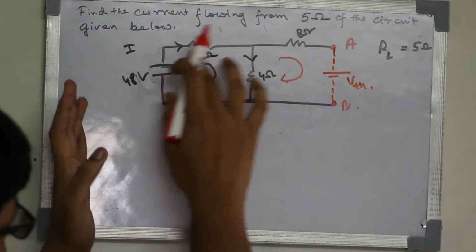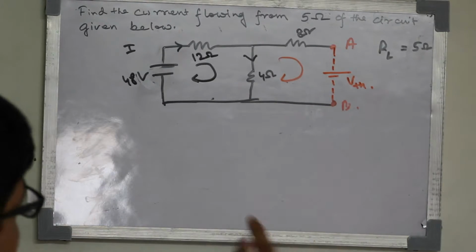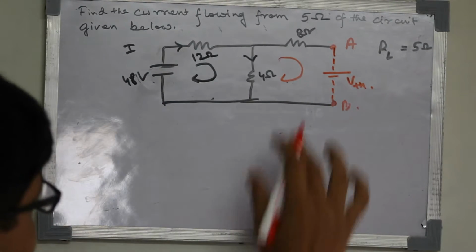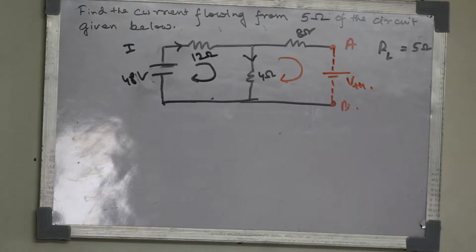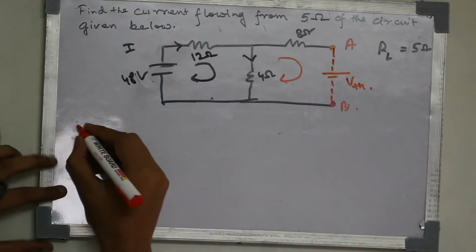The current will flow from here to here. Now the equation will be like this. Here there is no current, so the resistance will be as it is. Nothing will change. Now this is minus VTH.